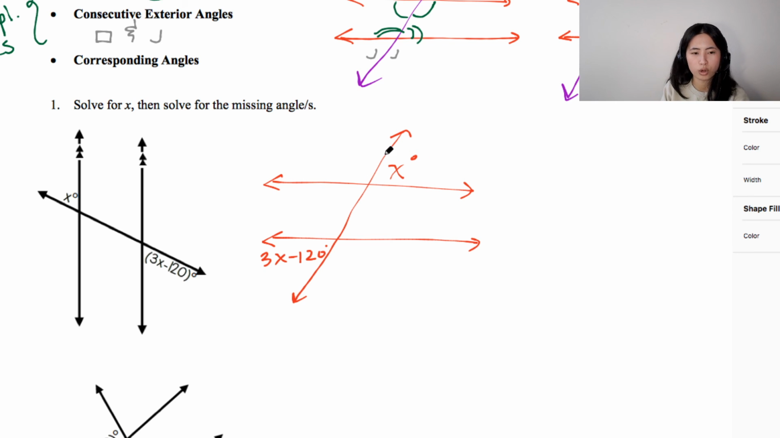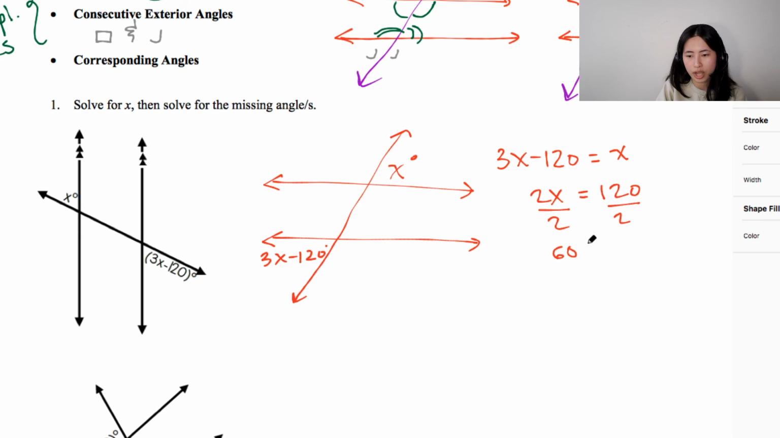So remember your terminologies. You're looking at exterior. And why is it exterior? Because it's outside your parallel lines. And on top of that, that means it's going to be alternate. So what does it mean when something is alternate? Just keep that in mind: if it's alternate, it has to be congruent, and if it's consecutive, it has to be supplementary. So if it's alternate, that means you can say 3x minus 120 degrees is equal to x degrees. And then all you have to do is solve for x. So you have 3x minus x, that would be 2x, and that's equal to 120 degrees. Dividing both sides by 2, you get 60 for your x.